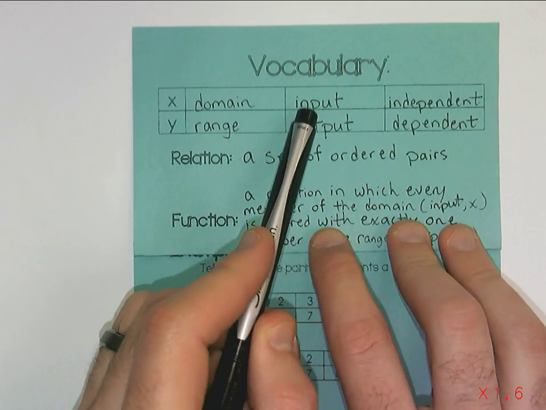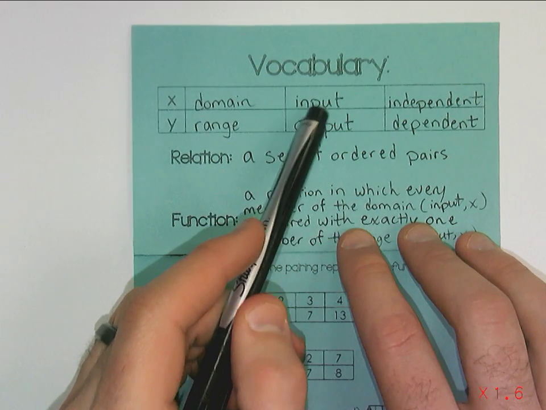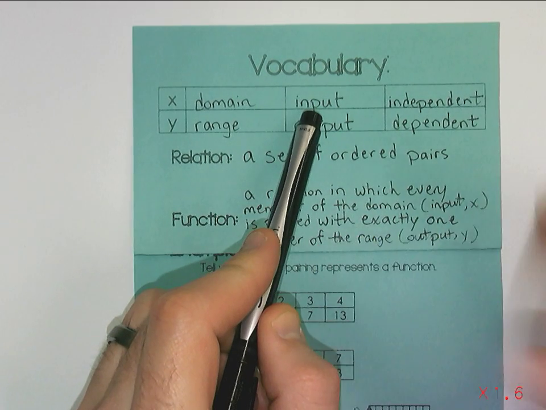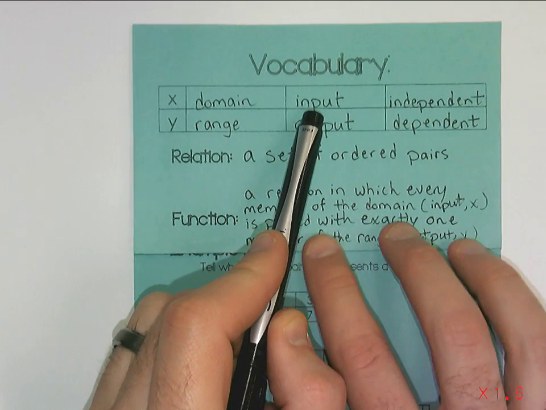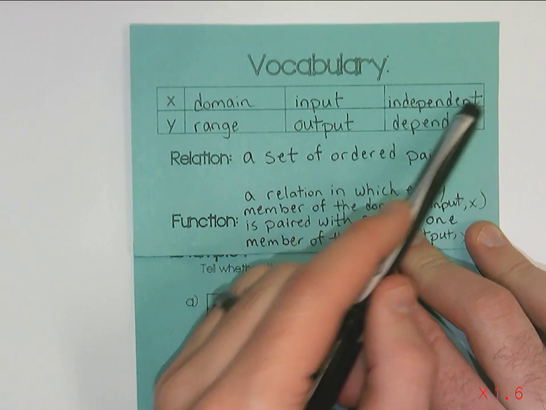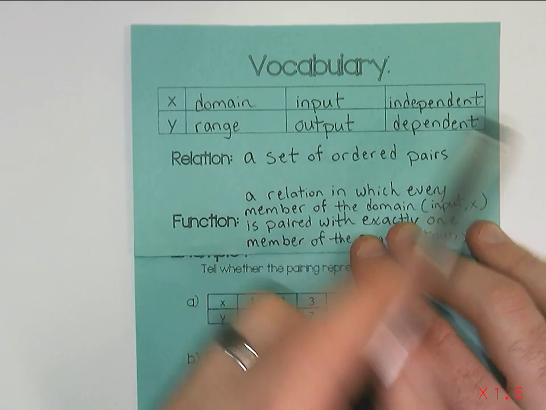This is also going to be your input, which we'll get into once we look at tables. Your x is always your input. What are you putting into whatever equation or function it is? And these can stand independent because we know these. We define these. We pick our x values.